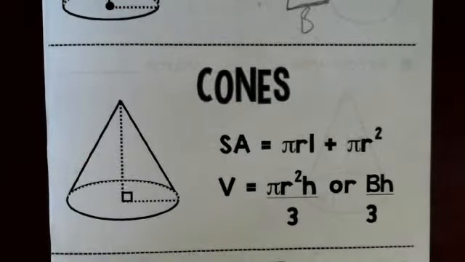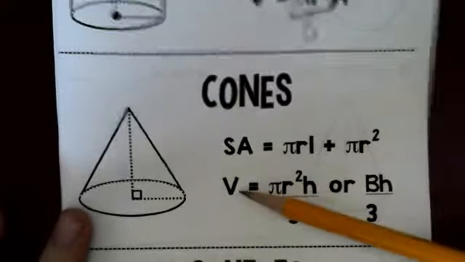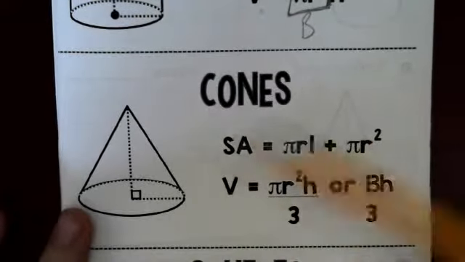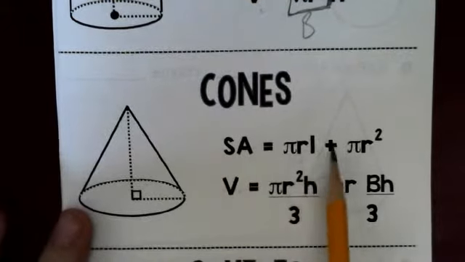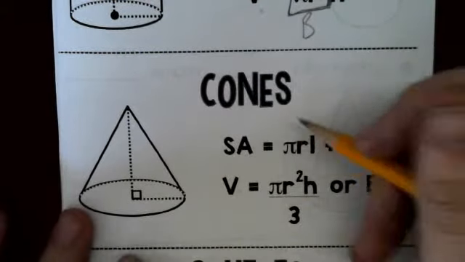Hello, today we're going to talk about how do we find the volume and surface area of cones. And so here's our formula. Surface area equals pi r L plus pi r squared.